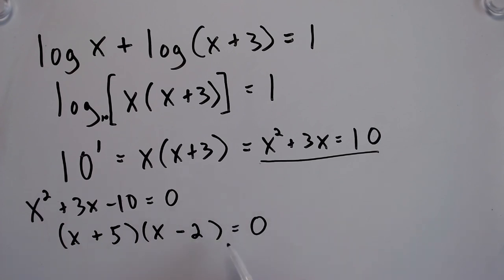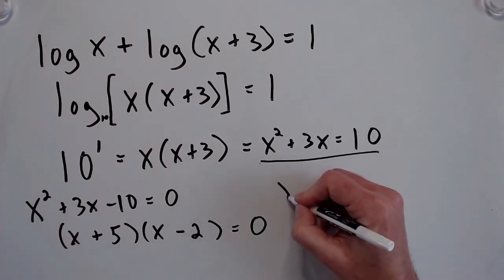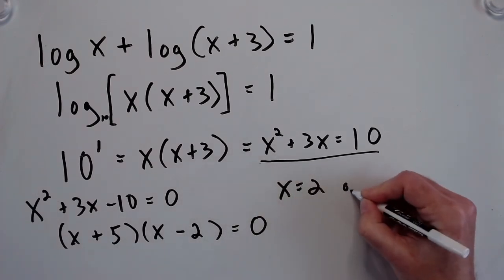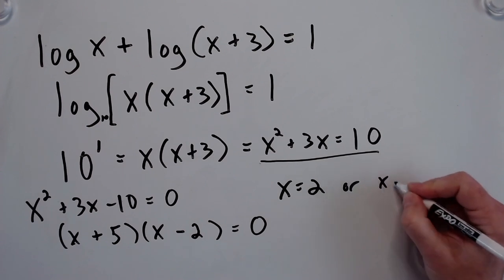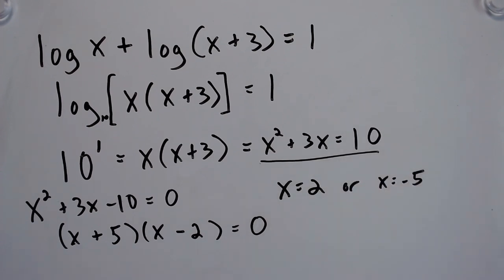So that gives us two possible solutions to this equation. We need one of these two entities to equal 0 for the whole thing to equal 0. So if x was 2, 2 minus 2 would be a 0, and we turn everything to 0. So one possible solution is 2. The other one would be negative 5. Negative 5 plus 5 would make this 0, make everything 0. So x equals negative 5 is the other solution.